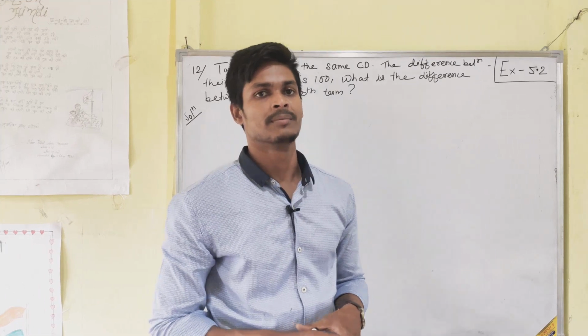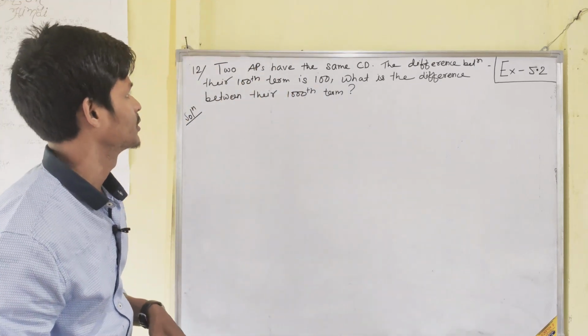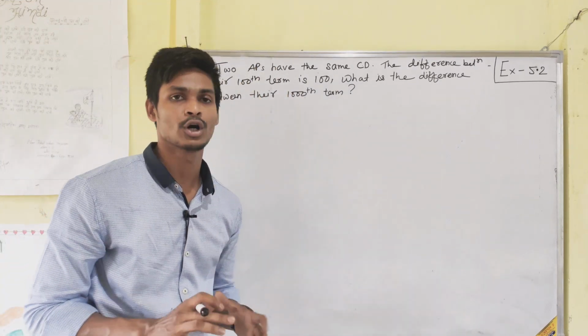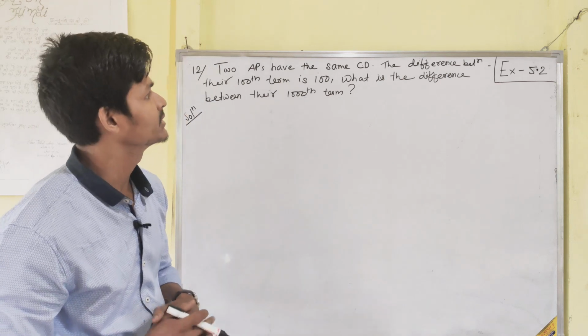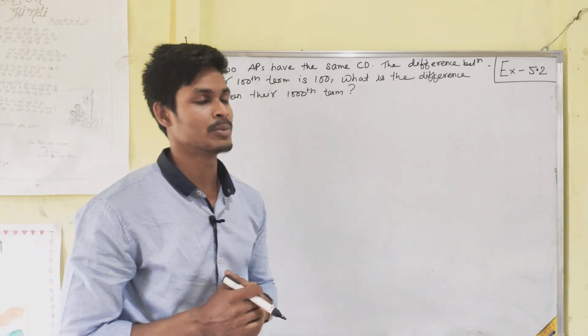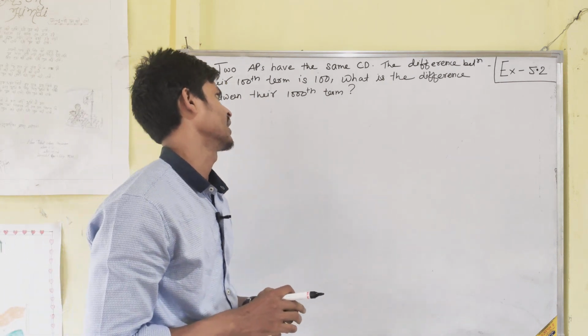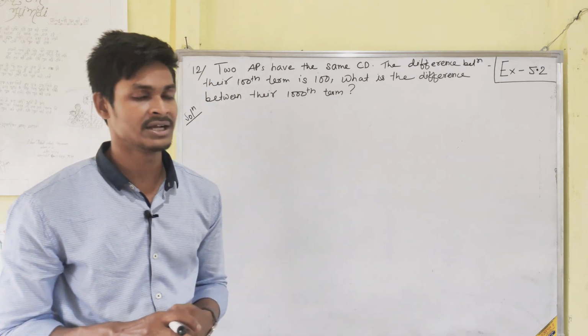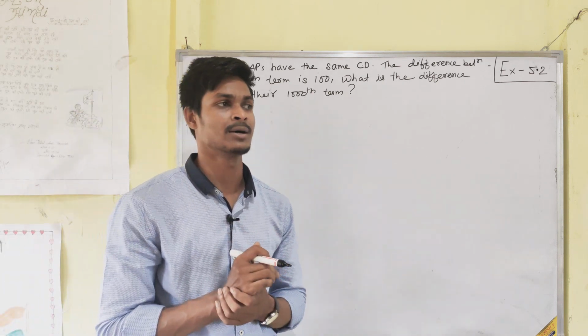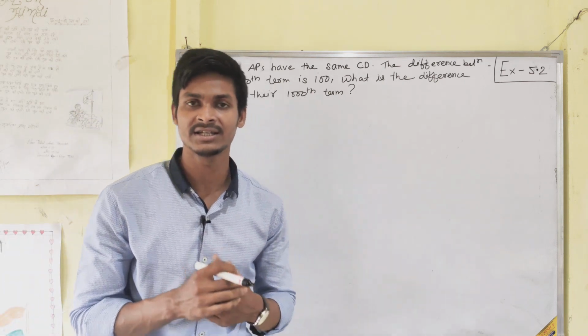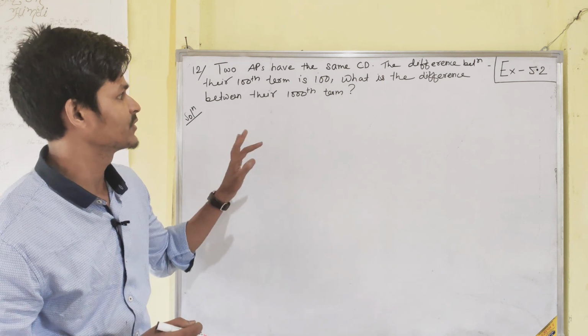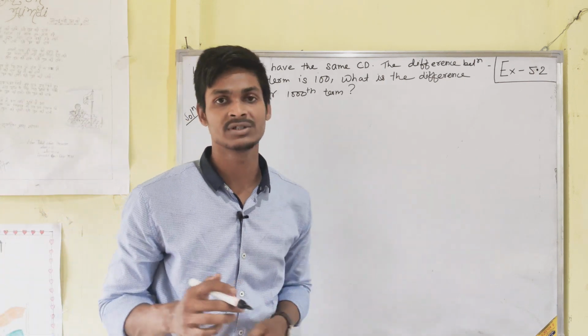So now number 12. Two APs have the same common difference. Here are two APs which have the same common difference. The difference between their 100th terms is 100. You are to find the difference between their 1000th terms.